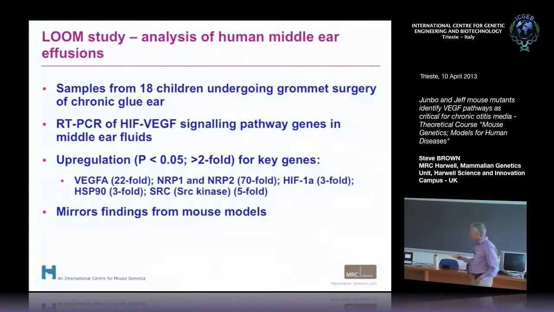And we find, and I haven't got all of the details here, but this is just the key finding, that the key genes, such as VEGF, the cofactors involved with it, HIF-1 alpha, many of the other genes that are involved in signaling through these pathways, just as with the mice, are upregulated in the middle ear fluids of children. So our findings mirror those that we see with mouse models, and we believe that the molecular pathways that are involved with chronic glue ear, chronic otitis media in children are the same as we see in our mouse models.